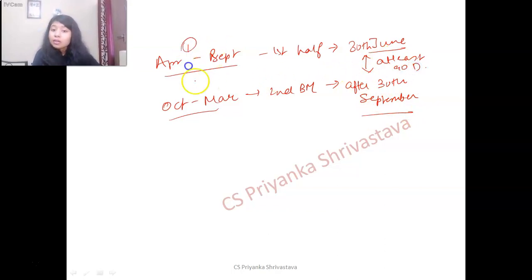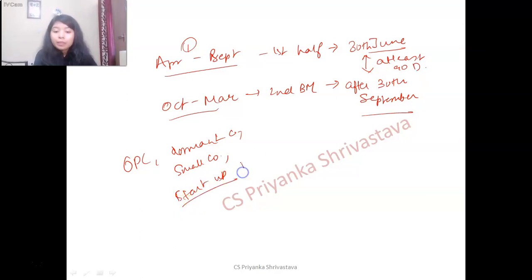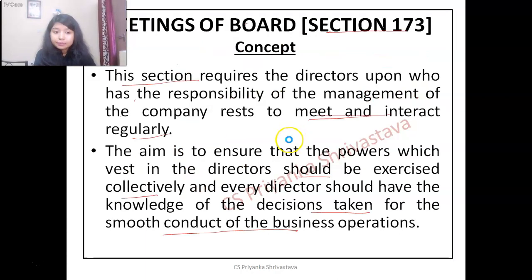So the first condition is a meeting in each half of the calendar year. The second condition is that there must be at least a 90 days gap between 2 consecutive board meetings. This is for OPC, dormant company, small company, and startup private company. Okay, that's it.